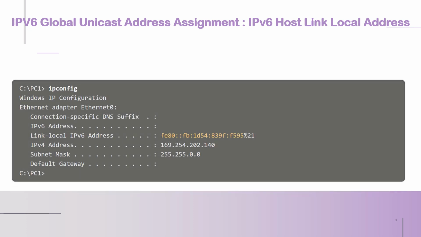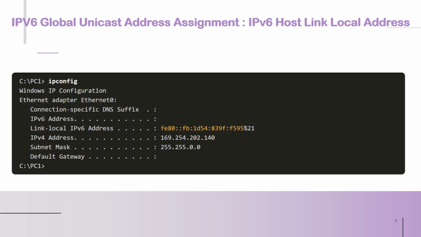So here in this example, we use the ipconfig command, and the output shows an automatically generated link local address on an interface. We can even notice that the interface does not have an IPv6 global unicast address. The reason is that in this example, the network segment does not have a router to provide network configuration instructions for the host, or the host has not been configured with a static IPv6 address.